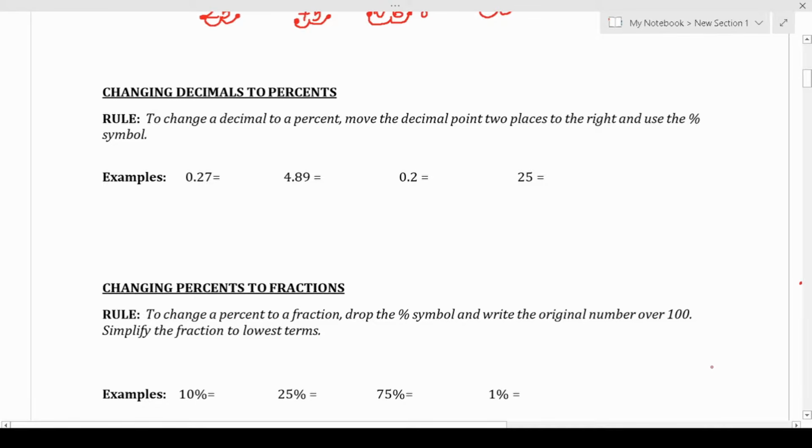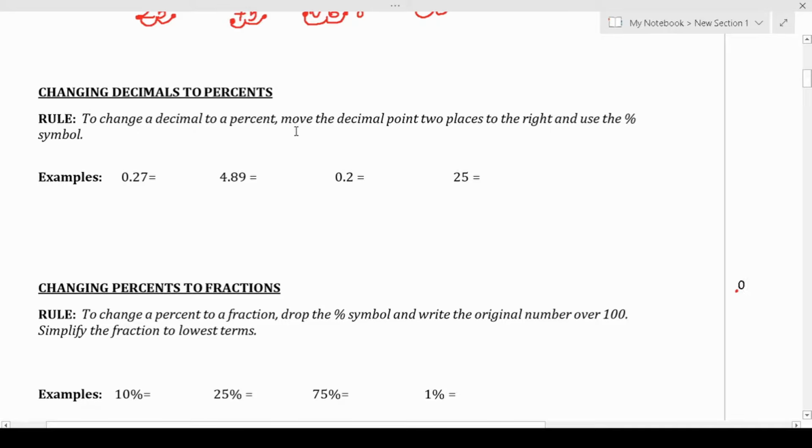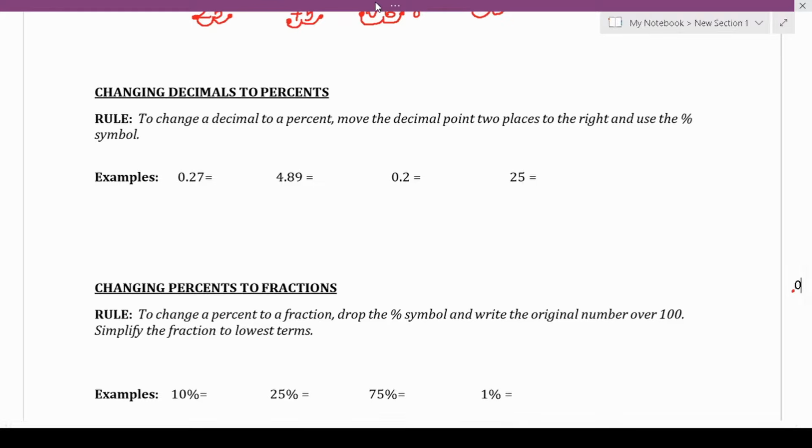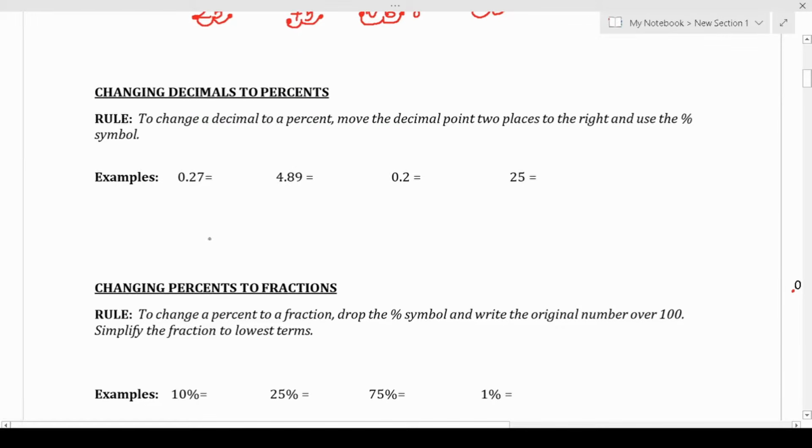All right, now let's talk about doing the opposite. Let's change decimals back to percents. And as we can see, to change a decimal to a percent, you just move the decimal place 2 places to the right and add the percent symbol. It's basically the opposite of what we were doing. Again, we have 0.27 now, and we want to convert this to percent. Take its decimal, shift it 2 places to the right, 1, 2, add our percentage symbol. So we can see that 0.27 is the same as 27%.